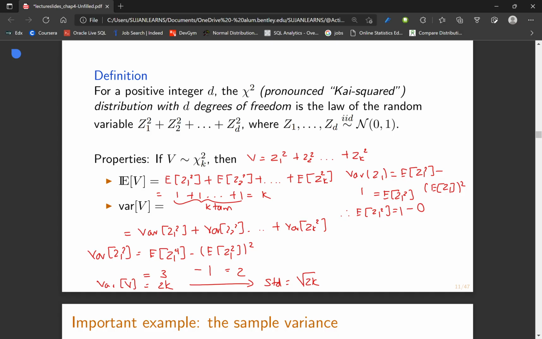That's all for today. Let me quickly summarize what we learned today. We learned about properties of chi-square distribution, especially mean and variance. Using the formula of variance, we determined that the expectation of a chi-square distribution is k, and variance is 2k. Hence, the standard deviation of chi-square distribution is square root of 2k.